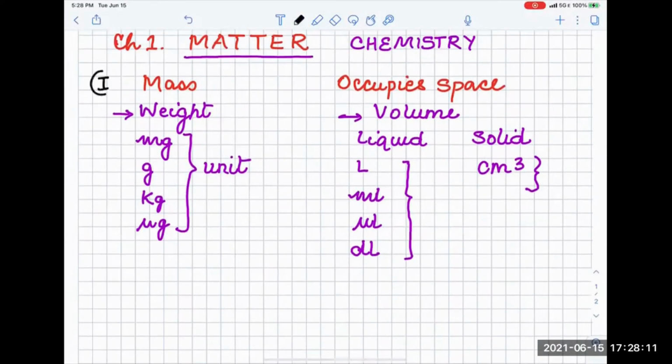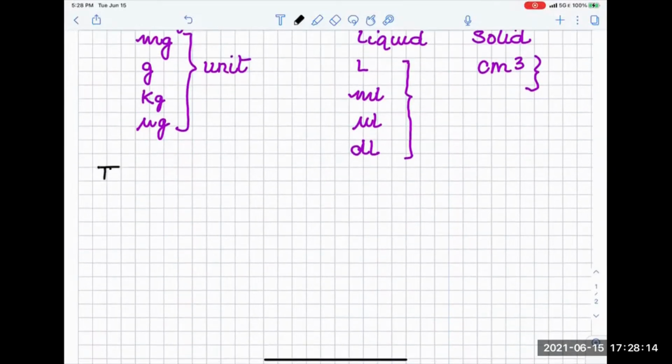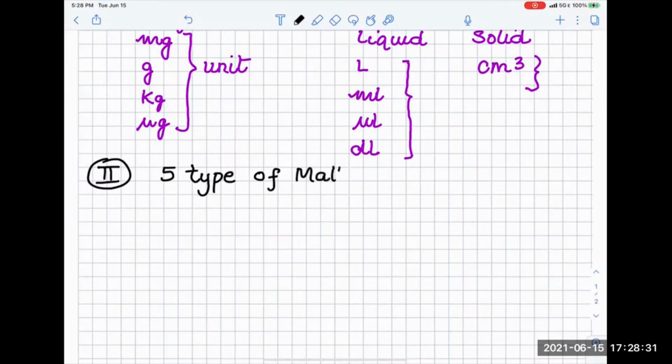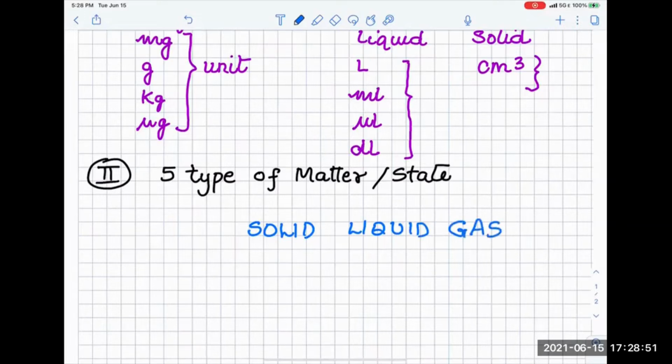So this is point 1. Next is, what are the states of matter? There are 3 types of matter. Actually, there are not 3 types. Let me just change it here. 5 types of matter, which are also called the states of matter. What are these called? Like solid, liquid, gas. Very good. Most commonly, we see solids, then we see liquids, and then we see gases. These are what we commonly see on this earth.